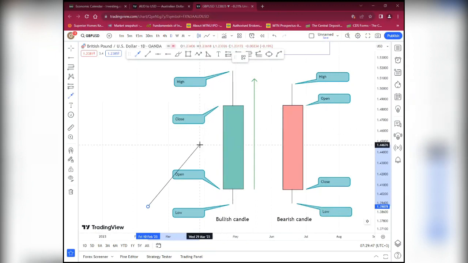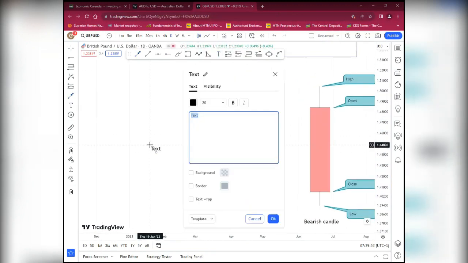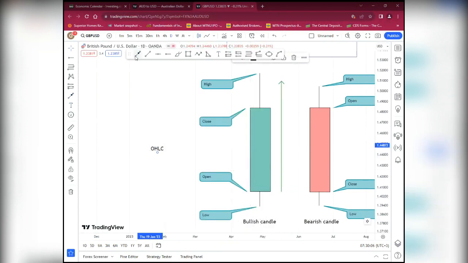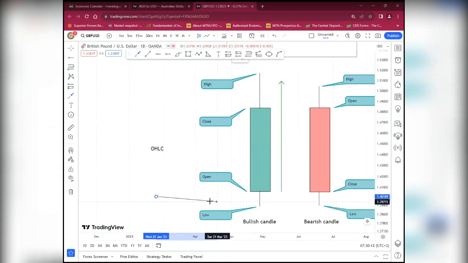So there's usually what most traders know as OHLC: opening, high, low, and close. So these are the opening prices. Again, opening prices, highest prices, lowest prices, and the closing price.